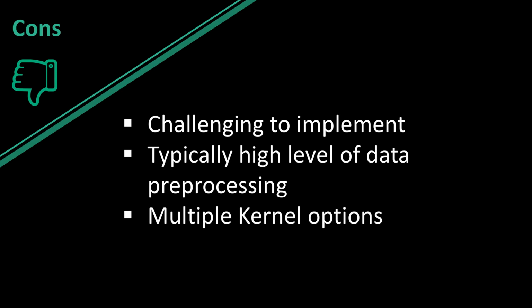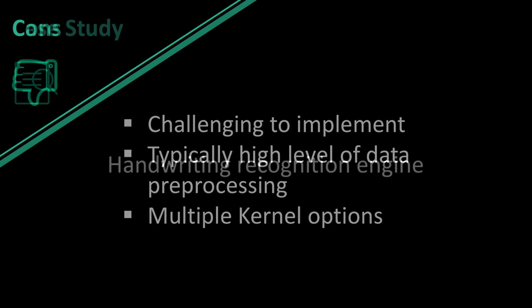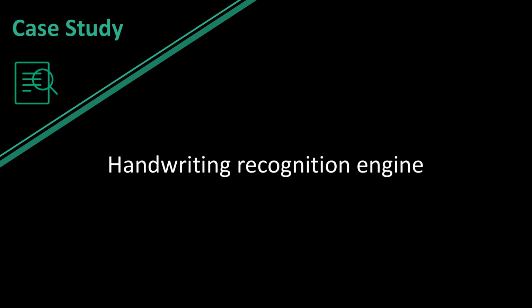So far, we've taken a very high-level overview of the algorithm. We've talked about the pros and cons and use cases. Now let's dive into our case study, and we have a pretty fun one. In this guide, we're going to talk about a handwriting recognition engine and how a support vector machine can be utilized in order to build it.